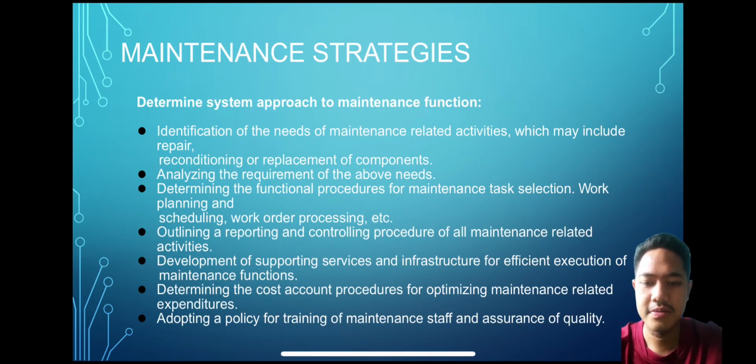Maintenance strategies. Determine system approach to maintenance function. First, identification of the needs of maintenance related activities, which may include repair, reconditioning, or replacement of components. Second, analyzing the requirement of the above needs. Third, determining the functional procedure for maintenance task selection, work planning and scheduling, work order processing. Fourth, outlining a reporting and controlling procedure of all maintenance-related activities.